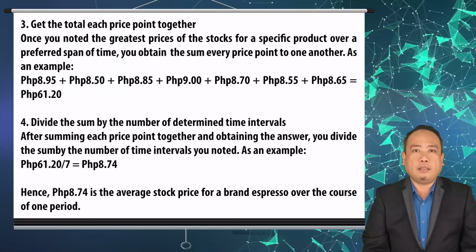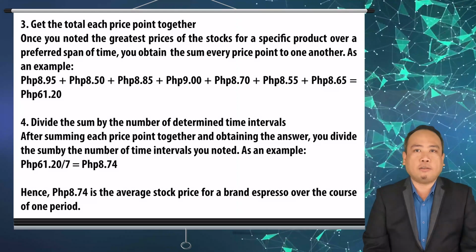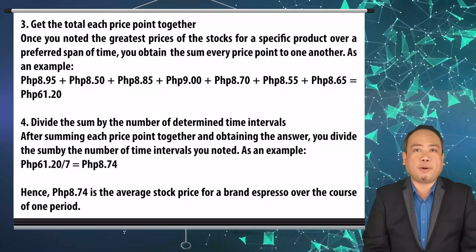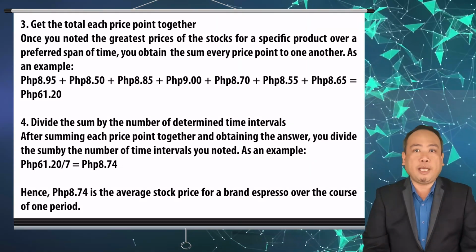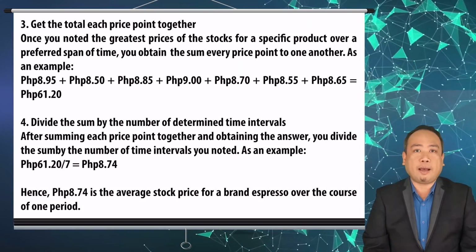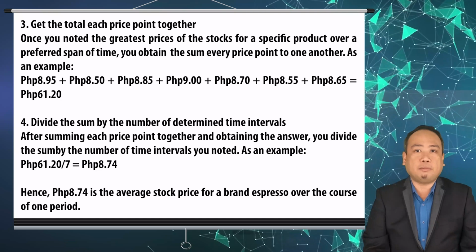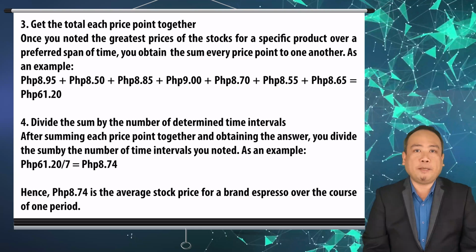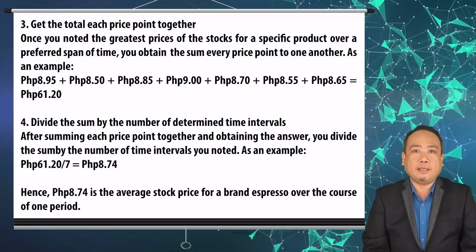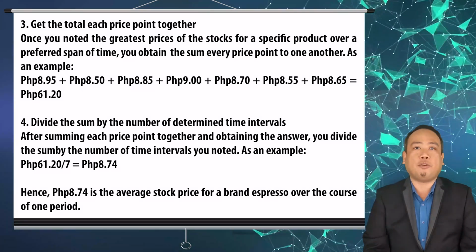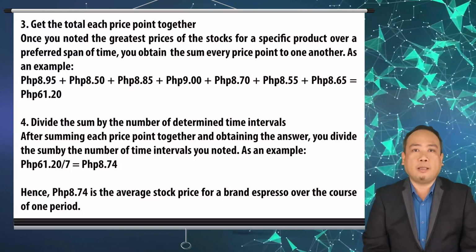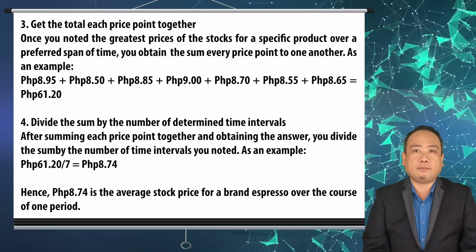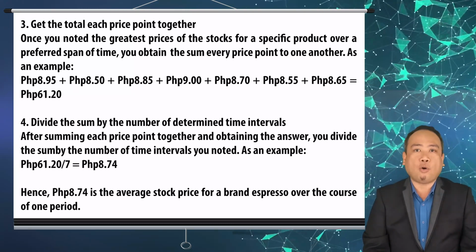Number 4, divide the sum by the number of determined time intervals. After summing each price point together and obtaining the answer, you divide the sum by the number of time intervals you noted. As an example, 61.20 pesos divided by 7 is equal to 8.74. Hence, 8 pesos and 74 cents is the average stock price for a brand of espresso over the course of one period.